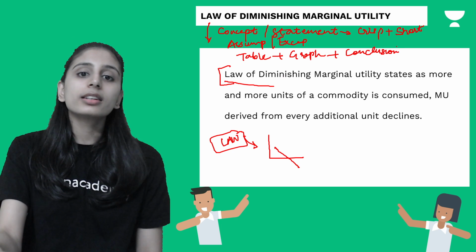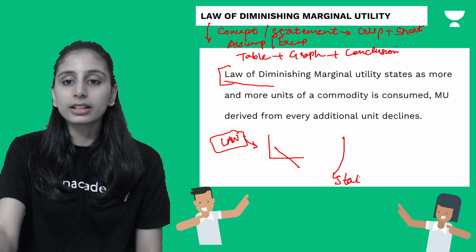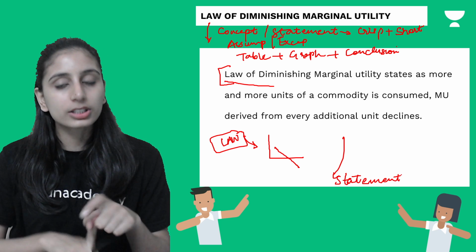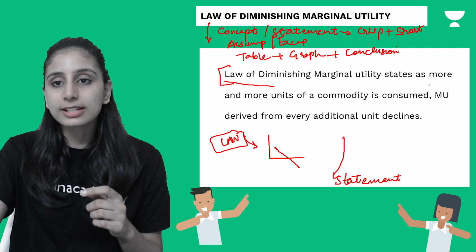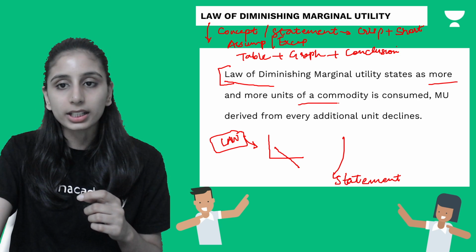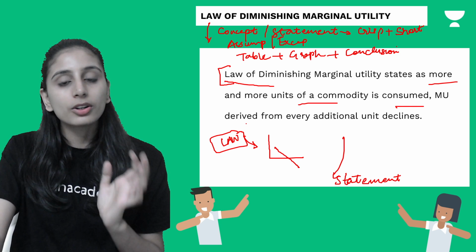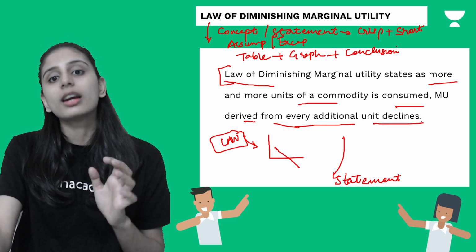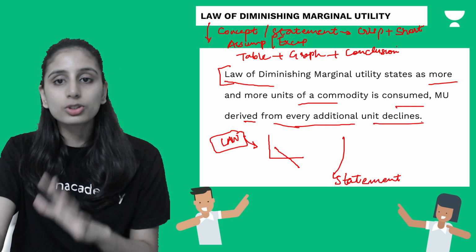So we are starting here by seeing the statement. ठीक है, हम statement देख रहे हैं. The statement says the law of diminishing marginal utility states: as more and more units of a commodity are consumed, the marginal utility, or the additional utility derived from every additional unit, declines. It is as simple as the concept of marginal utility जो हमने अभी देखा है.